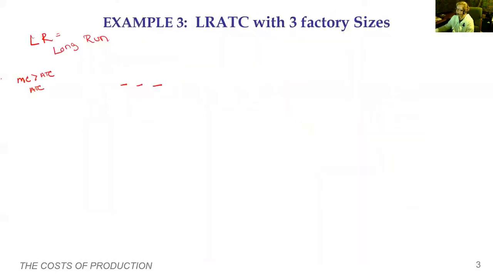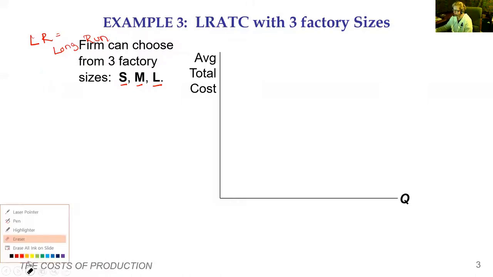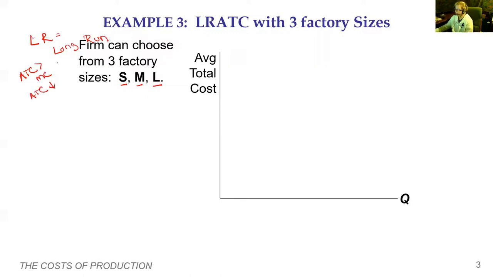I'm sorry. Let me erase that for a second. I got that a little backwards. That happens. We know that if average total cost is greater than marginal cost, then average total cost is falling.